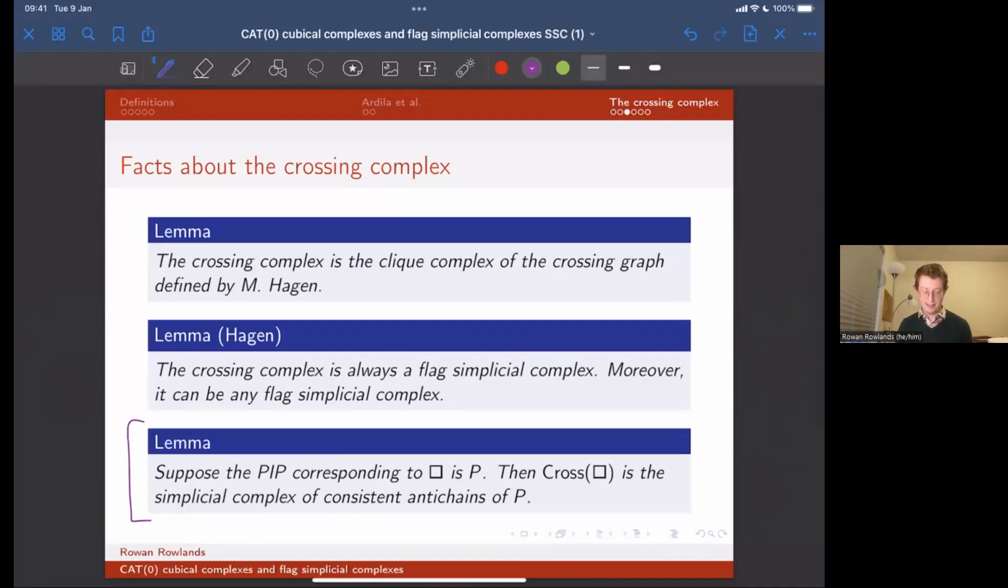The way you do that is that the faces of the crossing complex are the consistent antichains of a PIP. Okay, so an antichain in a poset is some set of elements that are all incomparable, and then it's called consistent if no two elements are inconsistent by this extra inconsistency relation. But yeah, there is a concrete way of building the crossing complex directly from this PIP.